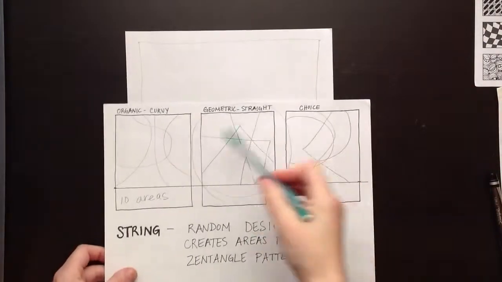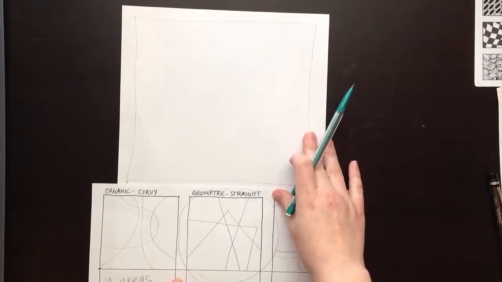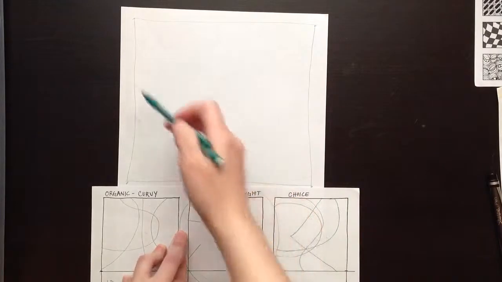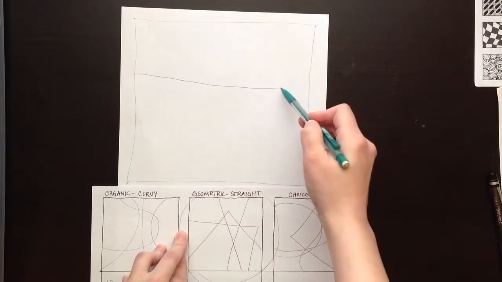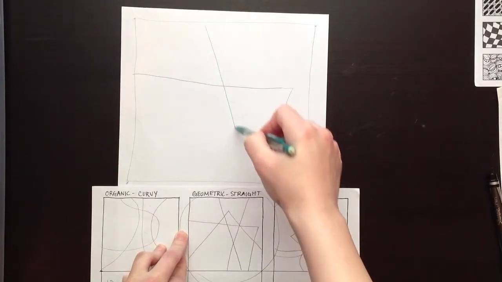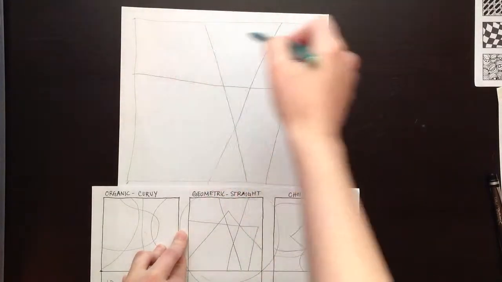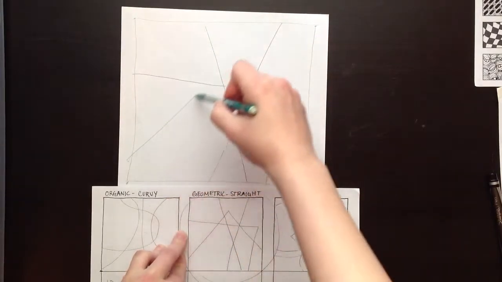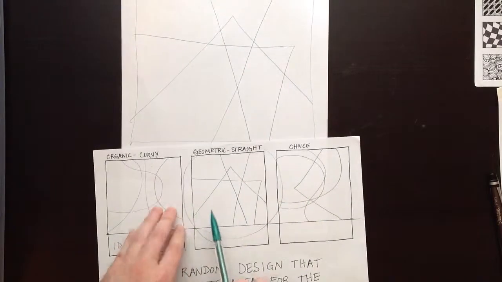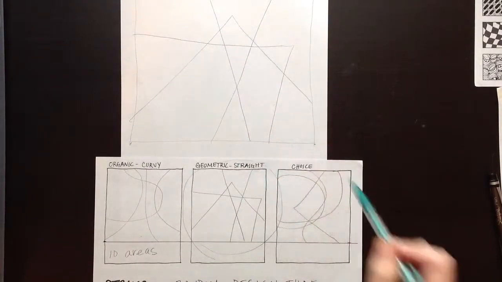So like I said, whichever one you pick, you're going to redraw it in your sketchbook and make sure it's a square. And it doesn't have to be exactly like your sketch, just similar. Like that. So this was my sketch, and I just redrew the same string in my sketchbook.